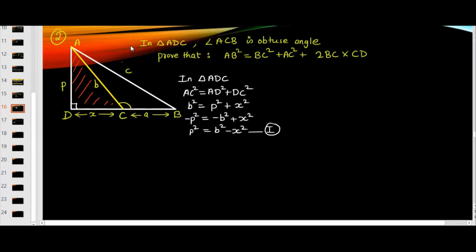Now we will take another triangle. In triangle ADB, so let us use this big triangle ADB. Again, angle D is 90 degree. We can use Pythagoras theorem here. So using Pythagoras theorem, AB square is the diagonal length. So AB square is equal to AD square plus DB square.